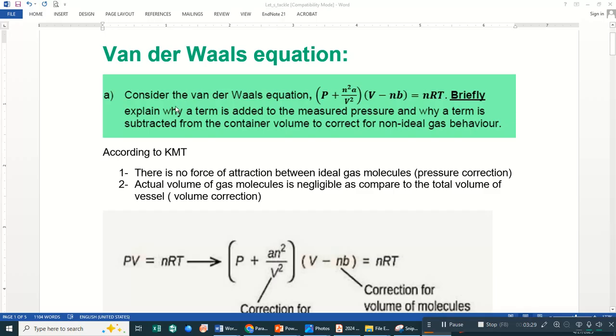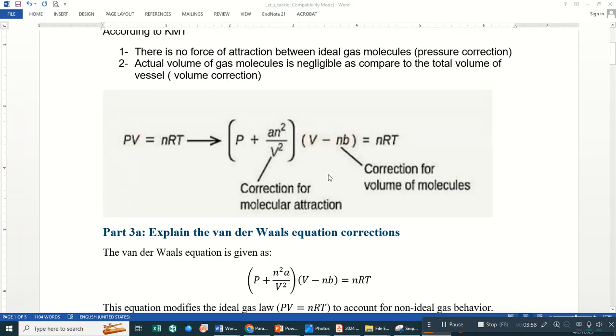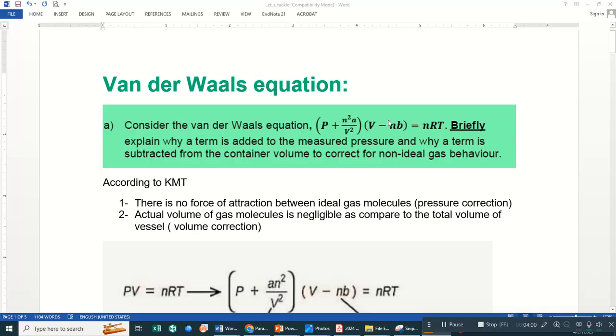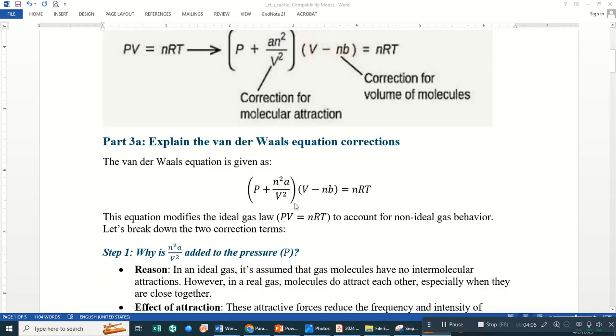Okay, now the statement is: consider the van der Waals equation, briefly explain why a term is added to measure the pressure and why a term is subtracted from the container volume to correct the non-ideal gas behavior. Which term is added? n²a over V². Which term is subtracted? That is nb. Why this term is added and why this term is subtracted, we will explain briefly.